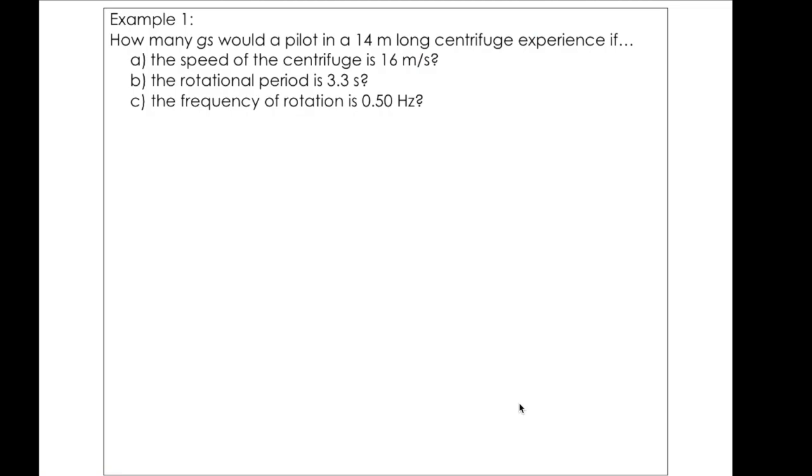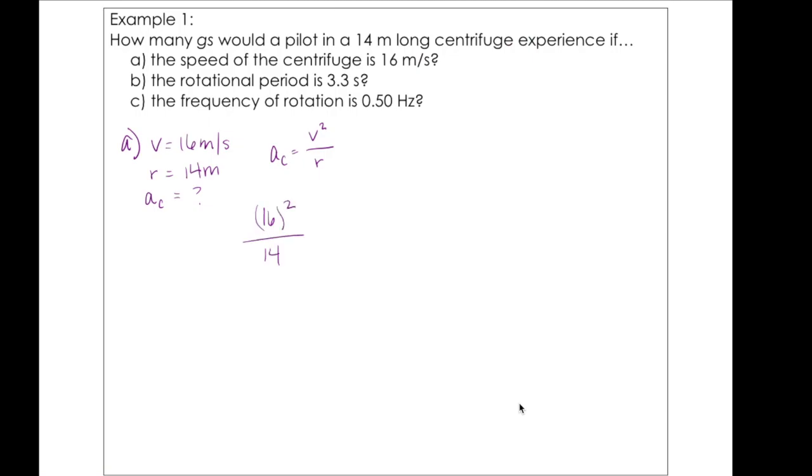we have that the velocity is 16 meters per second, okay, and then our radius is going to be 14 meters, and then they want to know what is our centripetal acceleration. Okay, so we'll use that first equation, the AC equals V squared divided by R. Okay, so when I plug in my information, I'd get 16 squared divided by 14.